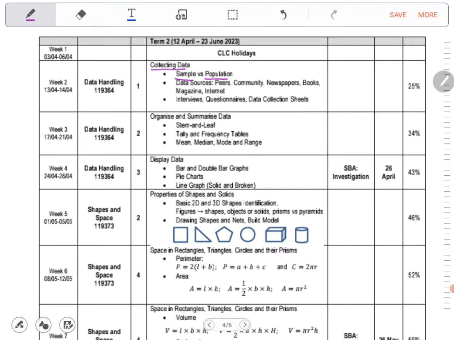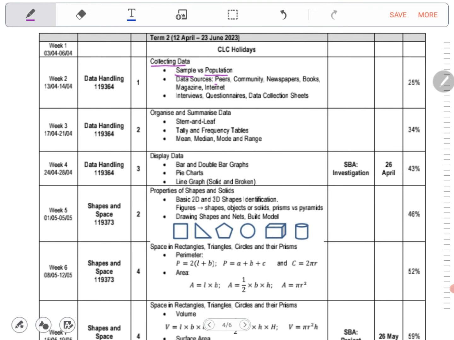All right. And then we have sources of data. We can get this data from peers, the community, newspaper, from books, magazine, or the internet. And we can collect data by means of making an interview, so asking people questions, just like when they do census counting us as the country. They will ask us questions, or you can fill out a questionnaire. You have a data collection sheet, all right, those kind of things. So there are many ways in which data can be collected.